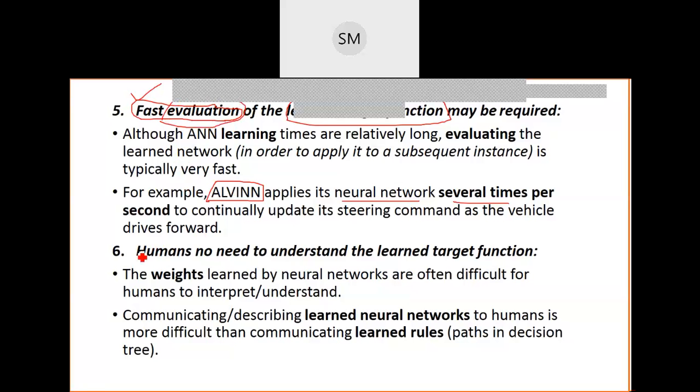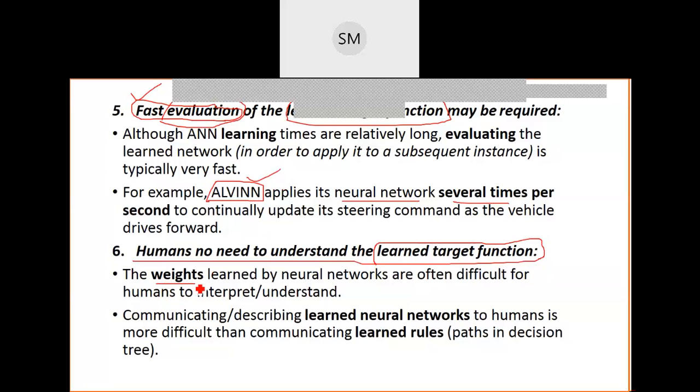Then the last type of problem is where humans need not understand the learned target function. There are some target functions which are computed or determined by a machine or system like Alvin, and it is not necessary for human beings to understand them. If it is understood by the Alvin system, then it is enough. These are the weights. In the next topic I will tell you what these weights are.